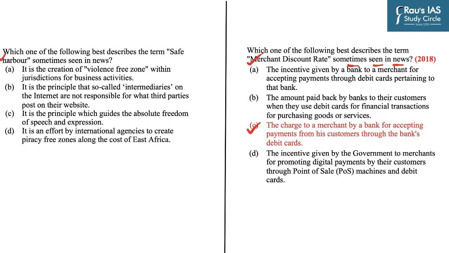Which one of the following best describes the term safe harbor sometimes seen in news? A, it is a creation of violence-free zones within jurisdictions for business activities, which is of course incorrect. B, it is the principle that so-called intermediaries on the internet are not responsible for what third parties post on their website, is the correct answer, whereas C and D are incorrect.